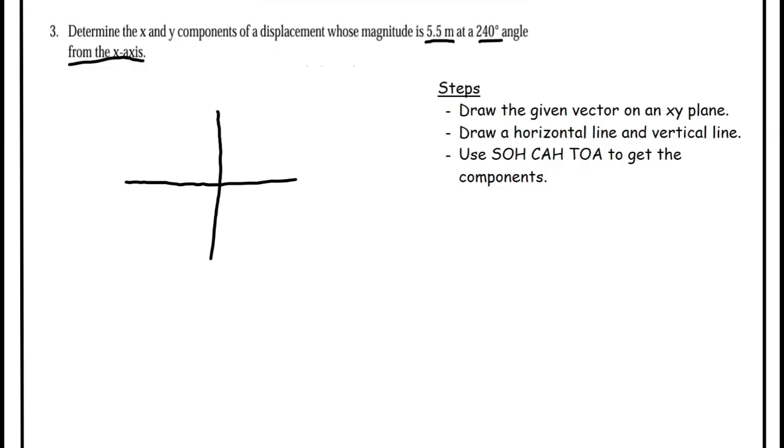Now, how do we draw this vector? Well, we've been given the angle, which is 240 degrees from the x-axis. So if we start from the x-axis, we go around, this is 180. 180 plus 60, that's somewhere here. This is going to land us our vector. So our vector is somewhere here.